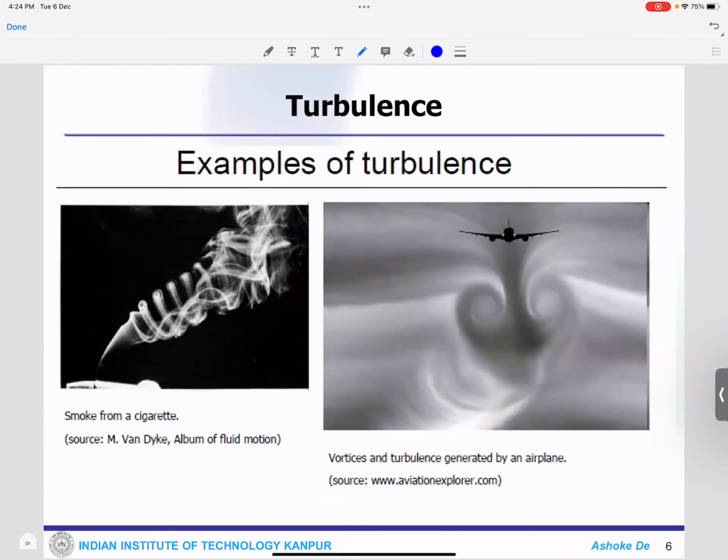So this creates this vortex structure. If you see this nice structure which has been created here, obviously here also. So these are going to give you an idea about the flow characteristics of this turbulence.